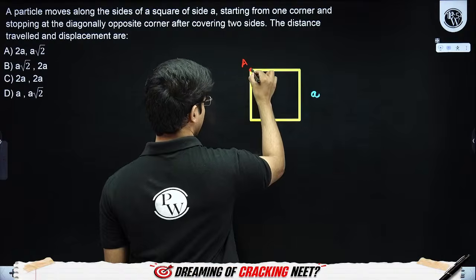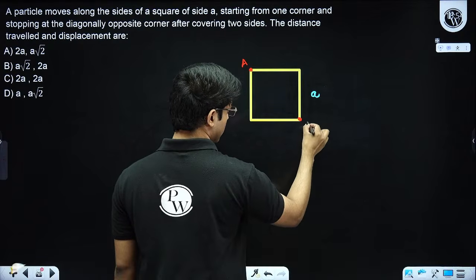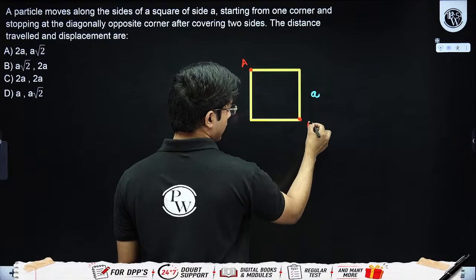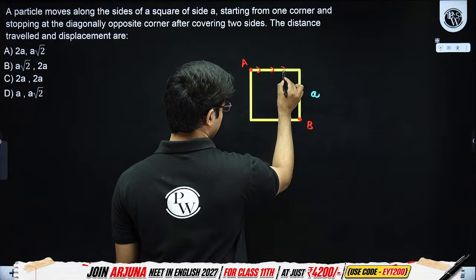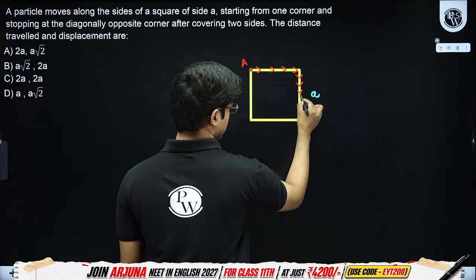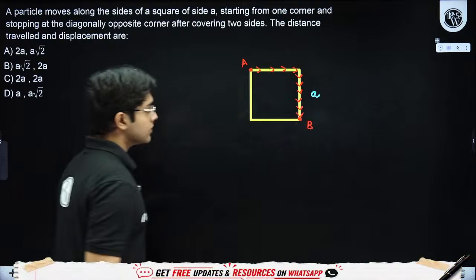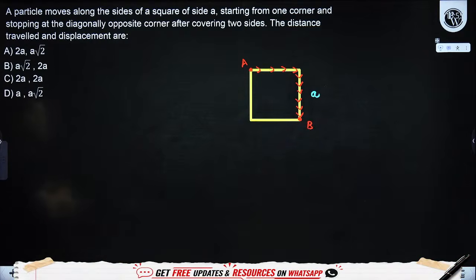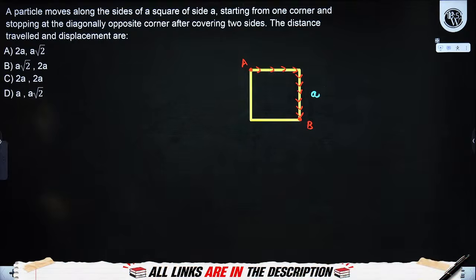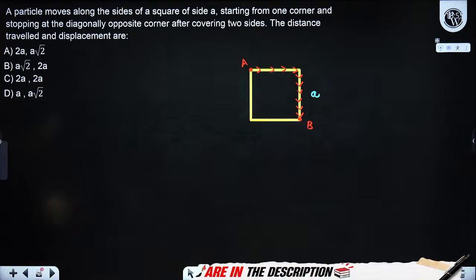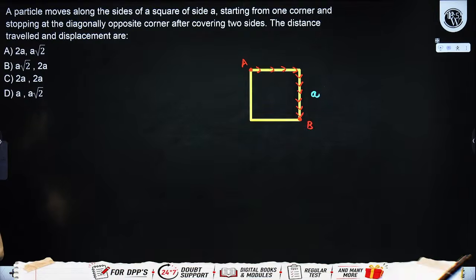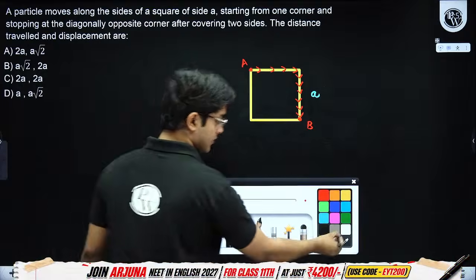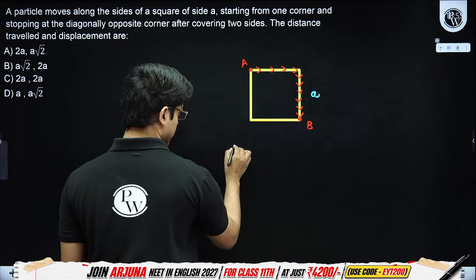So this is one corner and he ends up at the opposite corner. Okay, finally, but he walks along the sides. So the path of the particle is something like this. The path in which he is walking is this path. So here, what is the distance and displacement of the particle? That is the question. So guys, what do you think? What is the answer? What is the answer here?